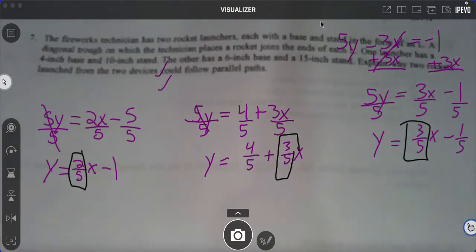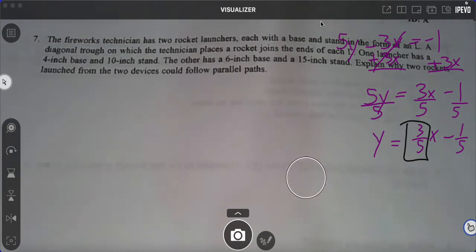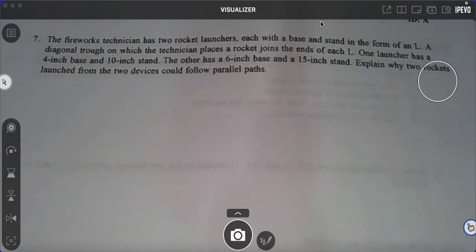I'll start you off on this problem. Don't let the word problem scare you. It says they have rocket launchers, and they have a base and a stand that's in the form of an L. So they have all this information about where the rockets are. One launcher has a 4-inch base with a 10-inch stand. The other has a 6-inch base and a 15-inch stand. Explain why the two rockets launched from the two devices could follow parallel paths.